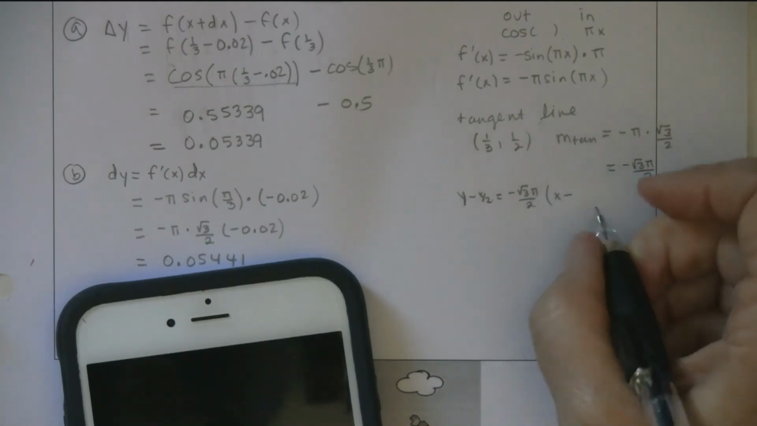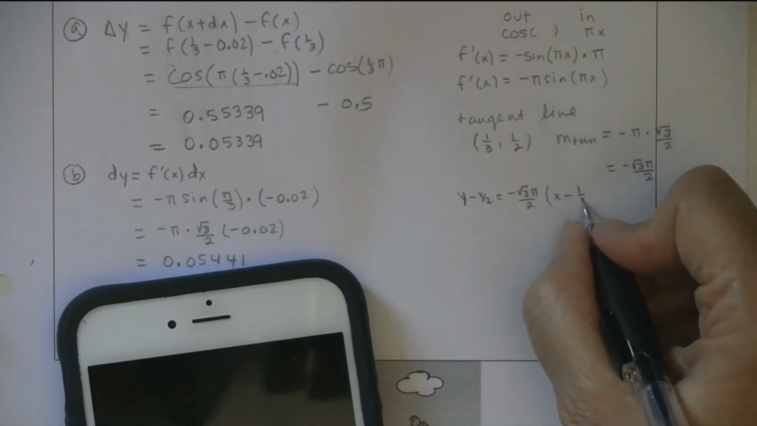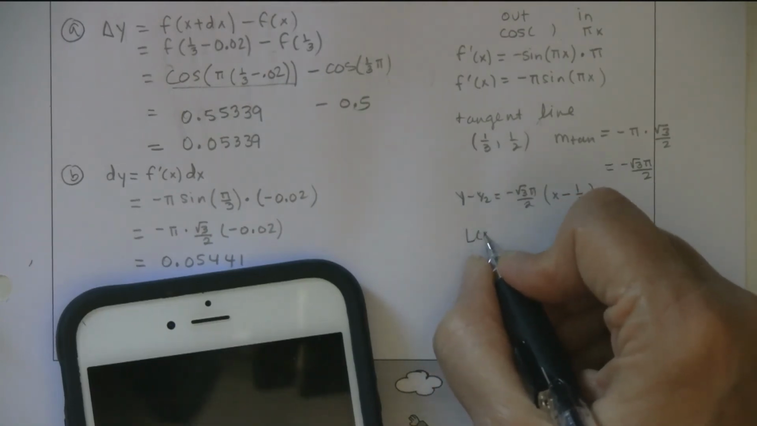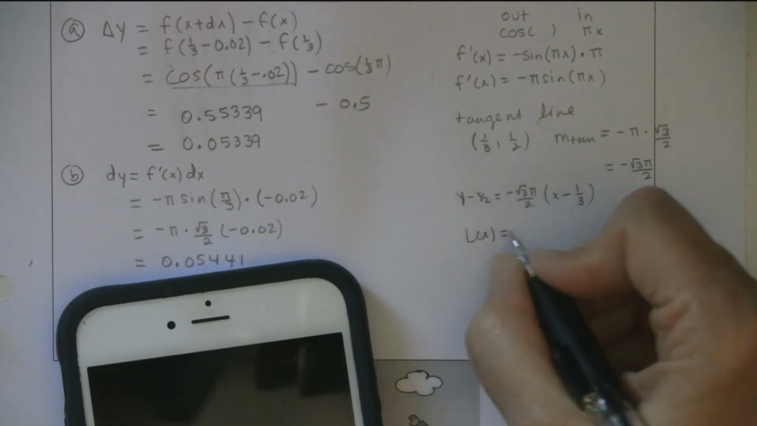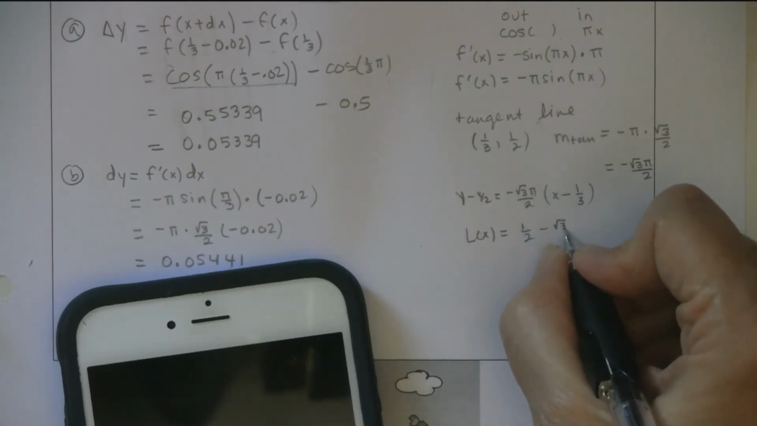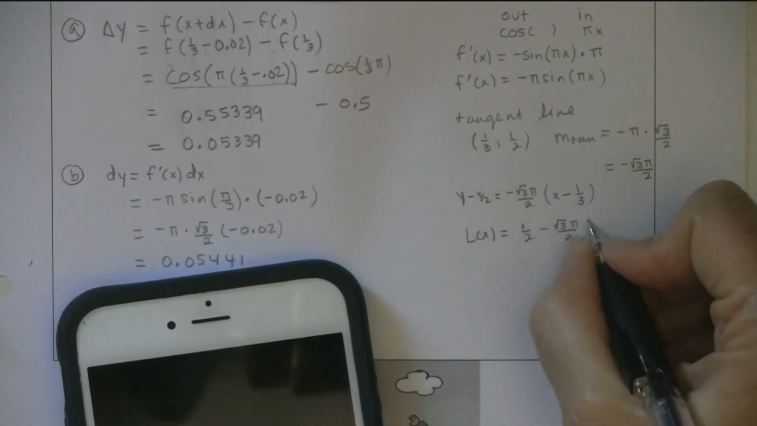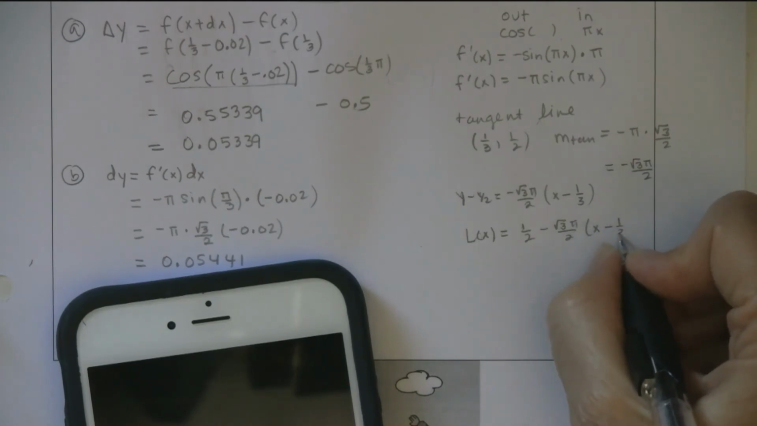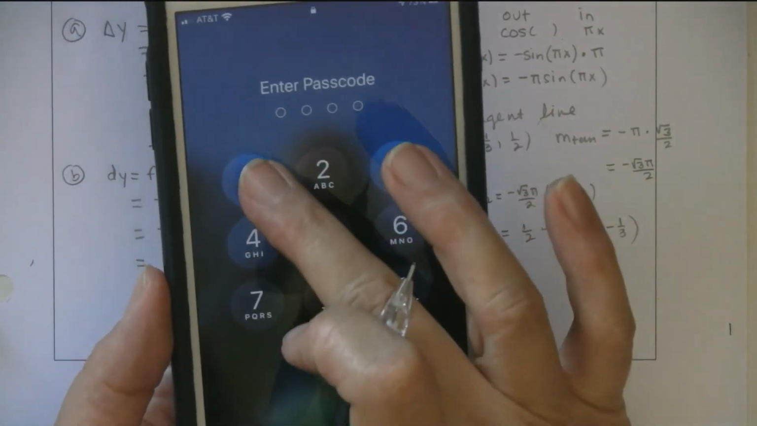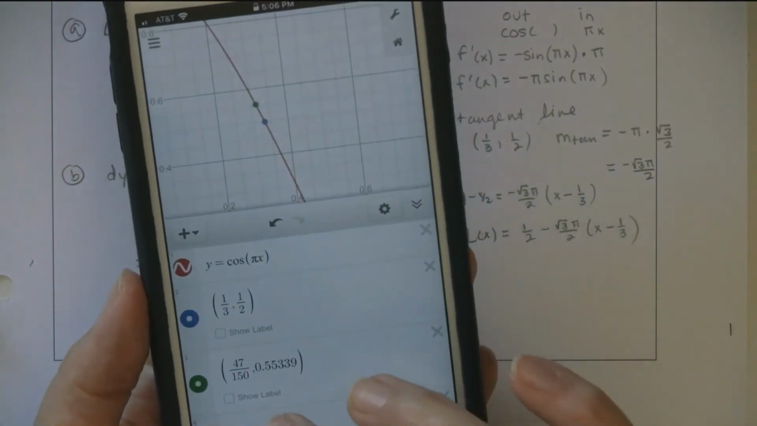times x minus 1/3, and then add the half to the other side. So this is really the linear approximation line, isn't it? That's what I'm going to call it. Okay, so I'm going to have it graph that line right here.